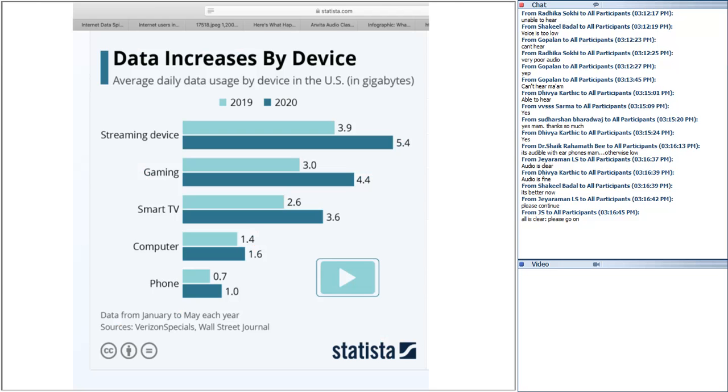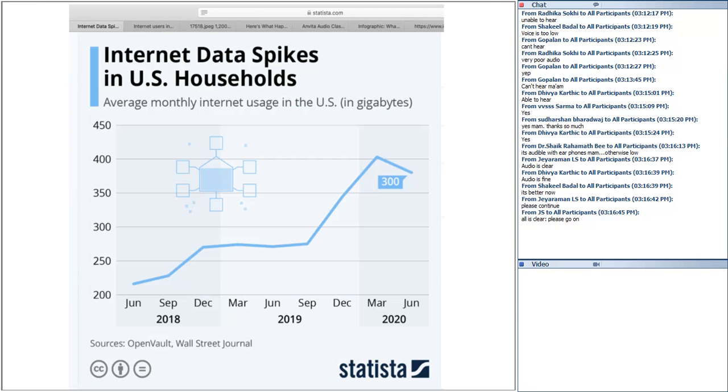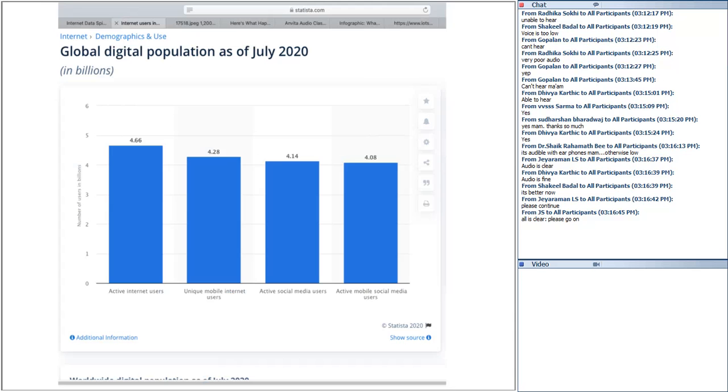This is a report which says from 2019 to 2020, you see a 30% increase. Next, if you see the data spike in US households, published up to the month of June, you see the numbers are increasing. Going forward, we see the global digital population as of July. In July, active internet users and active mobile internet users are both above 4 billion. Similarly, when we talk about social media, we again see numbers above 4 billion users.